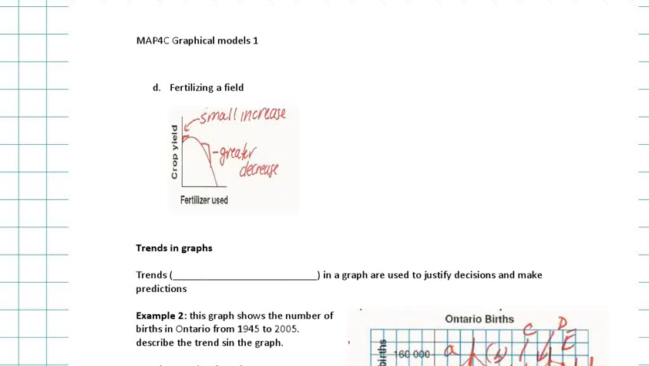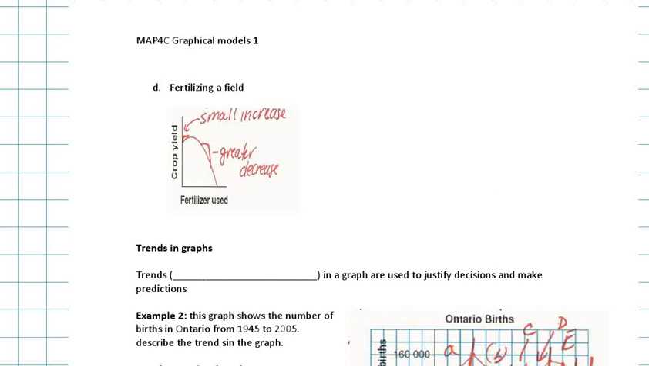What does a fertilizer do? Help your plant grow. What if you use too much fertilizer? What does it do? It kills the plant. So it depends on how much fertilizer you use. It can help it or it can deteriorate it, right? So this is what we have.